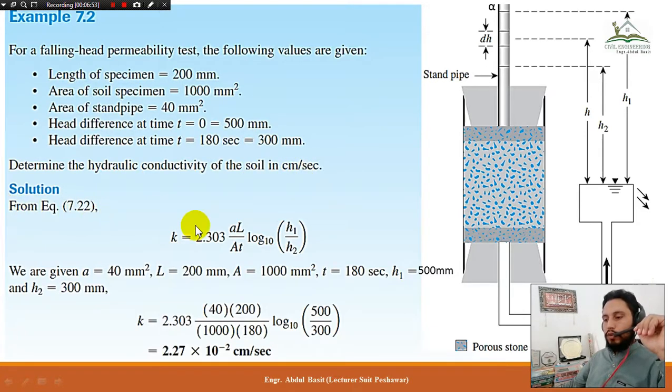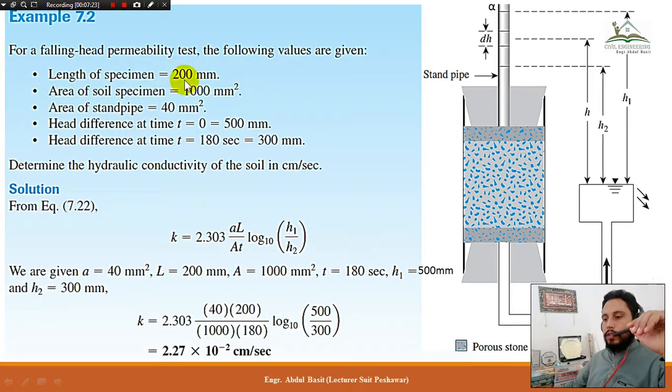Okay, so how to do it? Simple, use that equation we have already derived in the previous tutorial. K is equal to 2.303 aL over At, log to the base 10 of h1 divided by h2. So all the values are almost given over here. 2.303 is constant. a is given over here, that is 40 millimeter square, the area of the standpipe. So this is given over here.